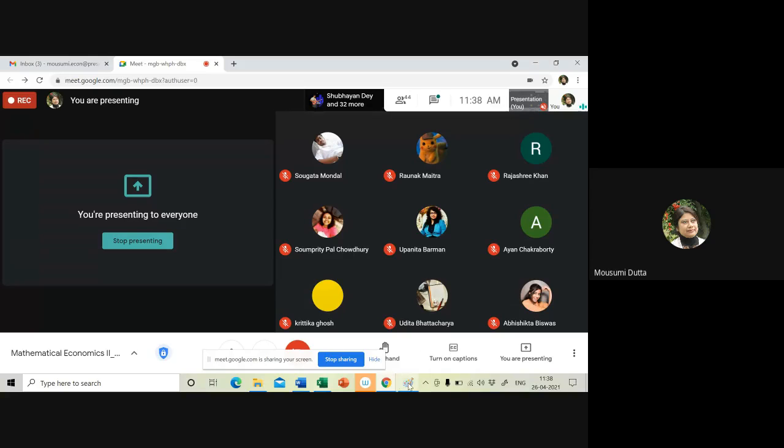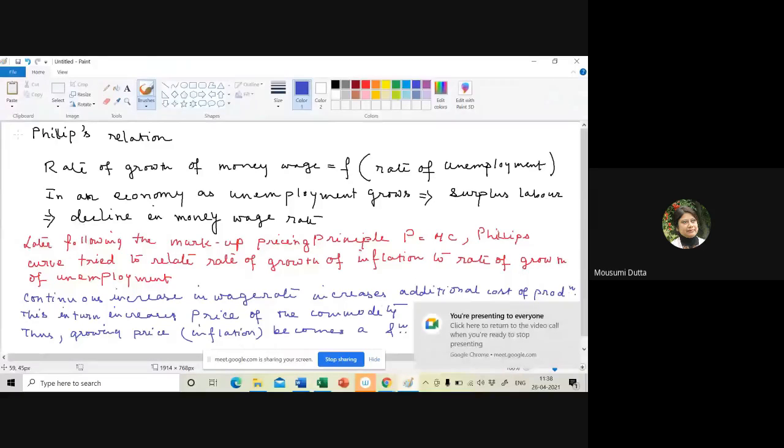So in brief, if we look at the point again, rate of growth of money wage is a function of rate of unemployment. In an economy, as unemployment grows, that indicates surplus labor. This in turn indicates decline in money wage rate. This was the first analysis given by Phillips relation. Later, following the markup pricing principle, P is equal to MC, Phillips curve tried to relate the rate of growth of inflation to rate of growth of the unemployment.